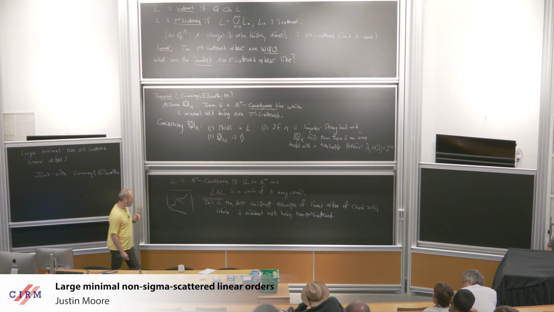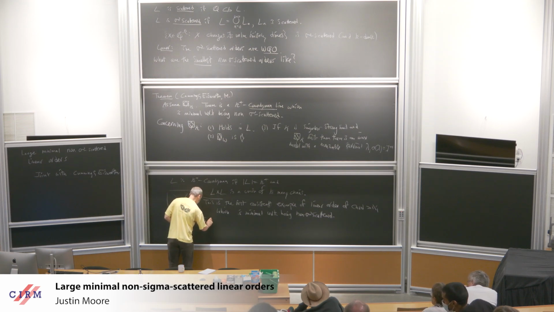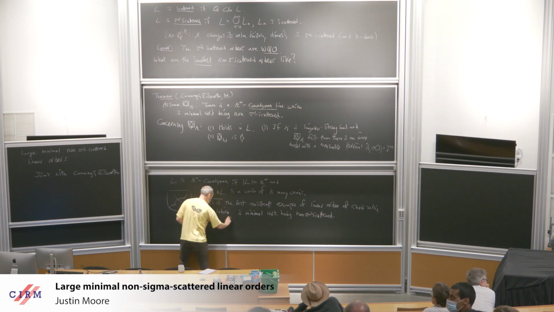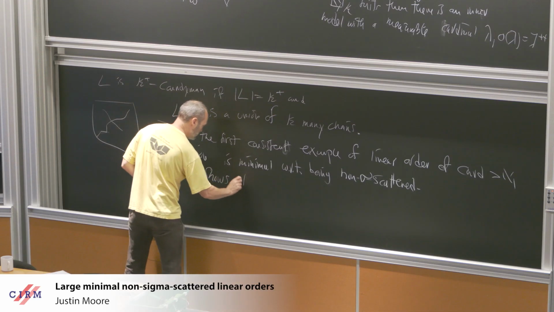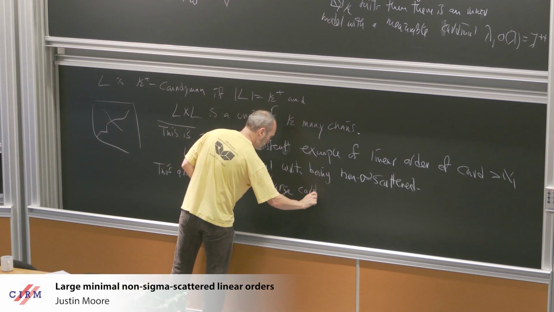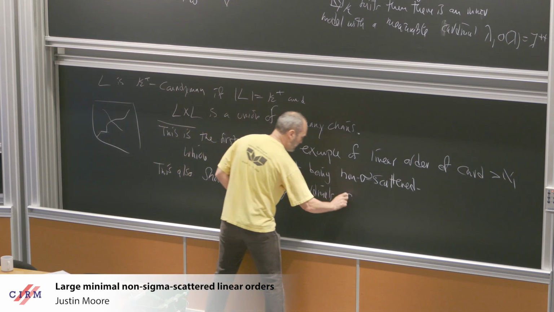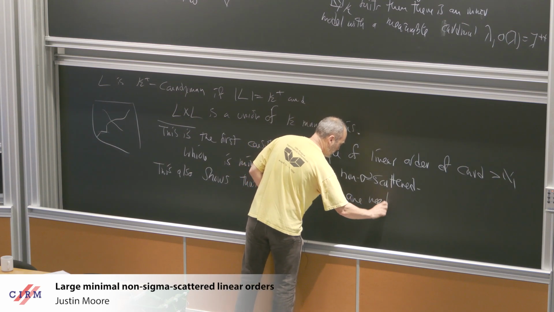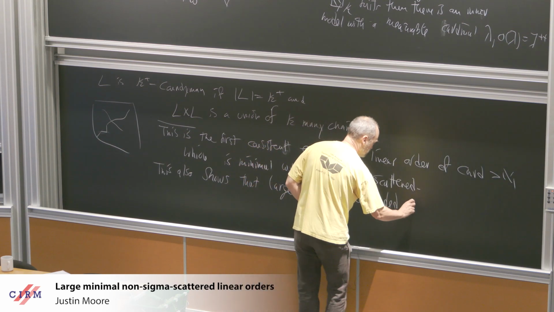And so this also is the first result that shows that large cardinals are needed in prior consistency results.